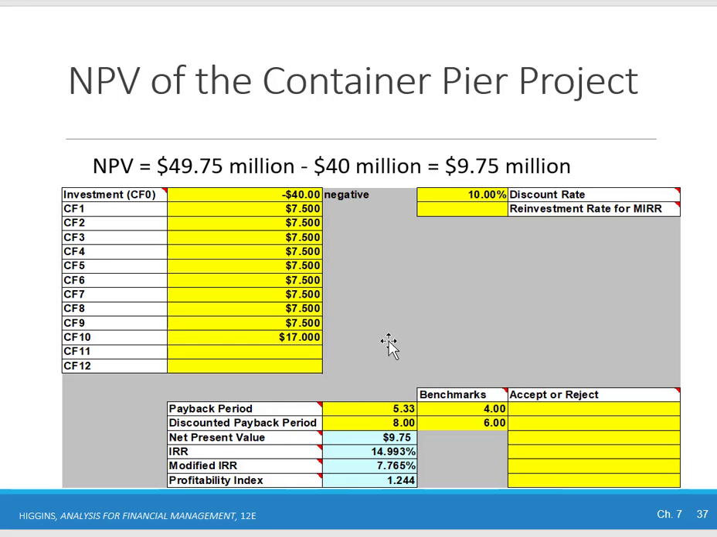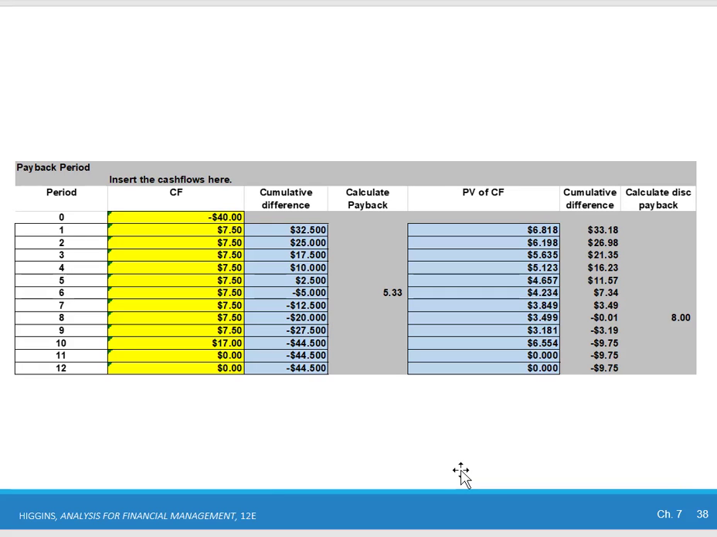Looking back at some other techniques we talked about earlier, the payback methods, 5.33 is the payback method for this project, and 8.0 is the discounted payback answer. We can show here how the payback period works. And you have to do a little work for this, right?